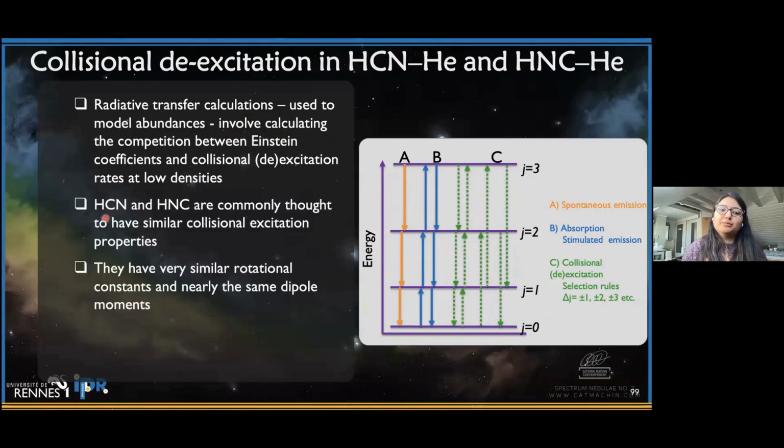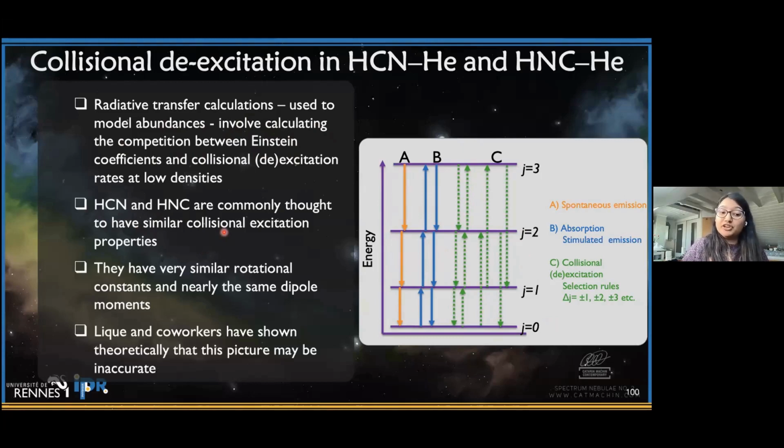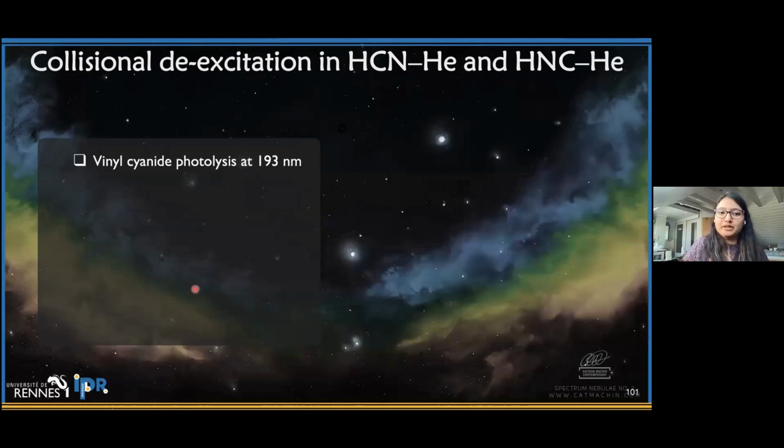Beforehand, it was thought that both HCN and HNC will have similar collisional excitation properties, and this is because they have very similar rotational constants and nearly the same dipole moments as well. However, it was predicted theoretically that this picture might be inaccurate, that they may not have similar collisional excitation properties. So that's what we tried to explore experimentally.